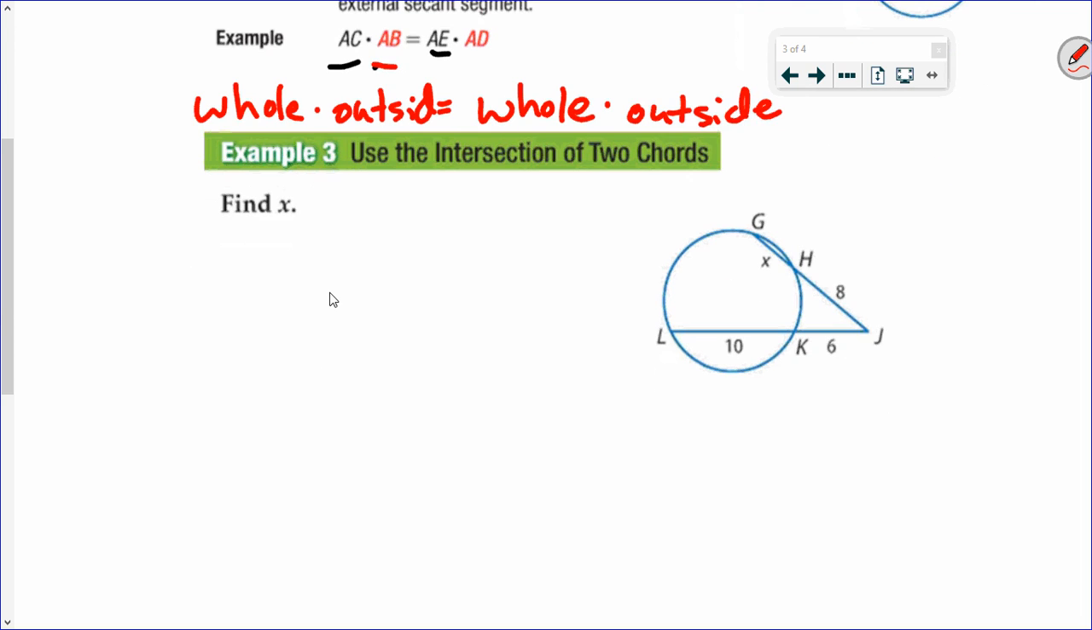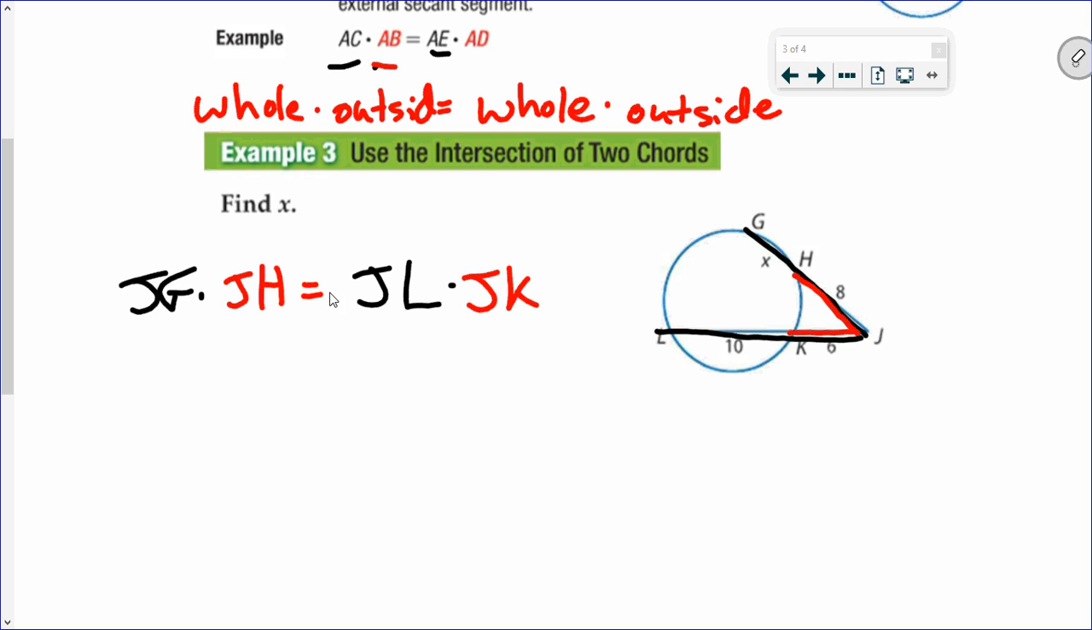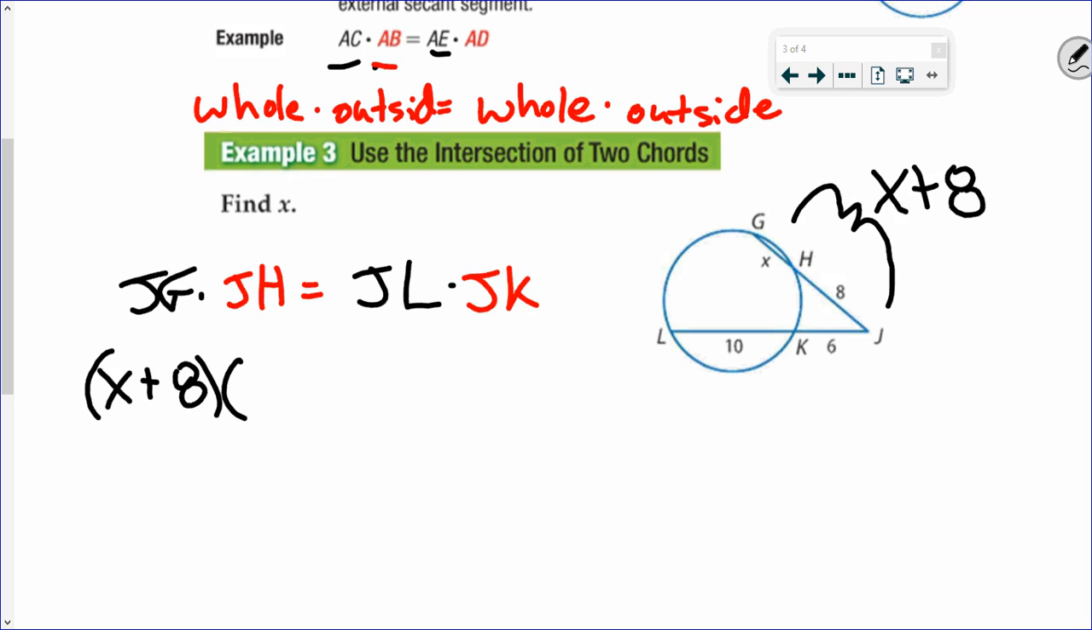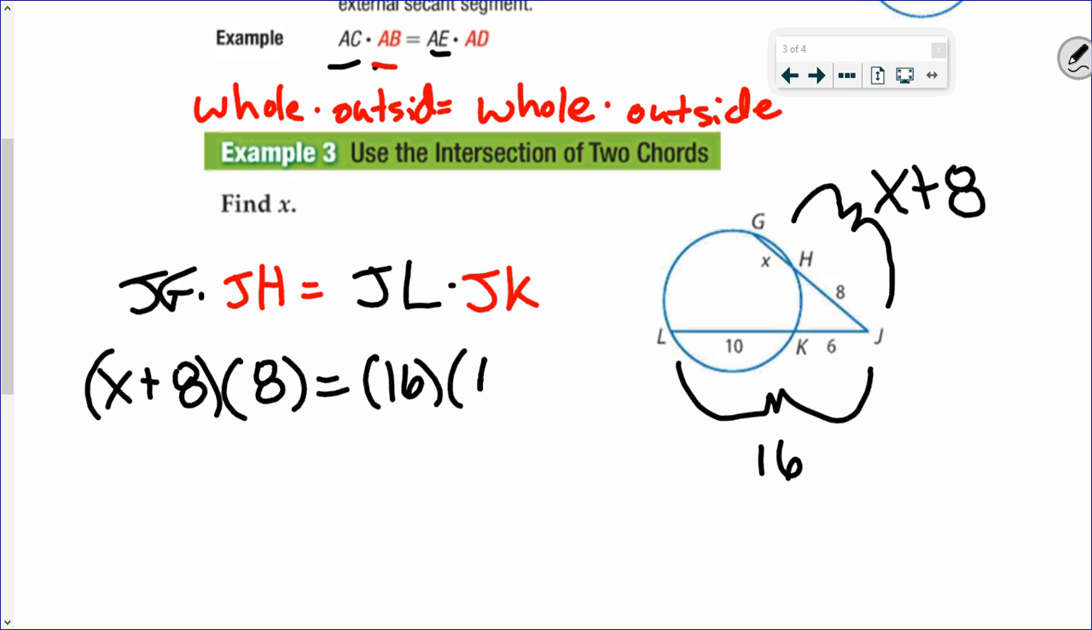Okay, so let's kind of set it up here. So the whole secant JG times the outside portion here, JH, should be equal to the other secant, JL, the whole secant, times now just the outside portion, JK. I'm going to erase my margin here because now we want to see these measures. So JG, whole segment would be x plus 8. And we're going to multiply that by JH, just the exterior part, which is 8. That equals JL, the entire secant, which is 10 plus 6, 16, times just the exterior portion, JK, which is 6.